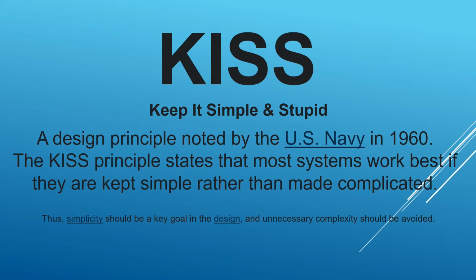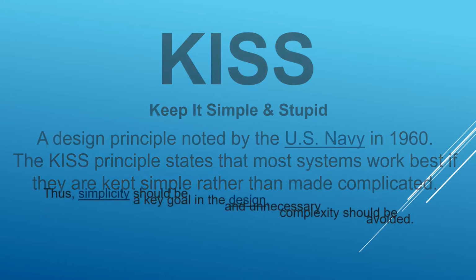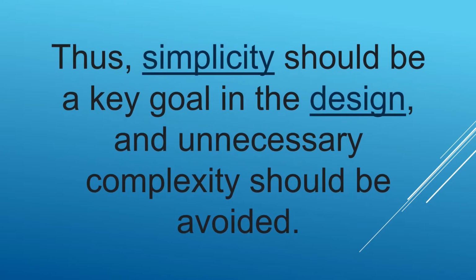This principle is known as KISS, K-I-S-S, and it means keep it simple and stupid. A design principle noted by the US Navy in 1960, the KISS principle states that most systems will work best and flawlessly without mistakes if they are kept simple rather than made complicated. Thus, simplicity should be a key goal in design, and unnecessary complexity should be avoided.